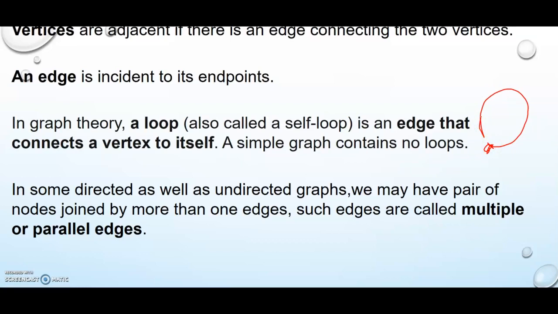Next we go for parallel edges, or multiple edges. In directed as well as undirected graphs, we may have a pair of nodes joined by more than one edge. Such edges are called multiple or parallel edges. We don't go for the undirected graphs now, it's just a graph we take. If I take these 2 points, join them like this and again join them, this is called a multiple or parallel edge. It can go from here, and again it can come from here. These 2 points can be linked like this, and this is called parallel edges or multiple edges.